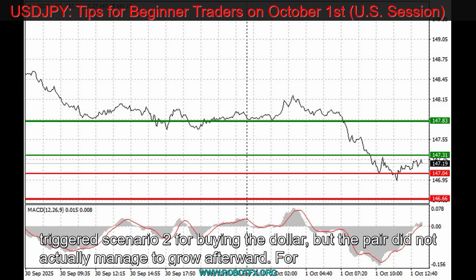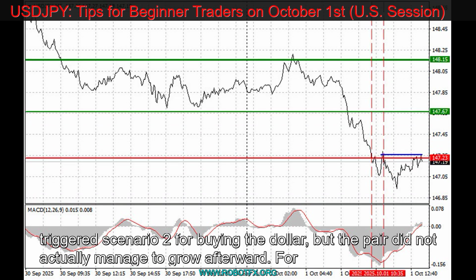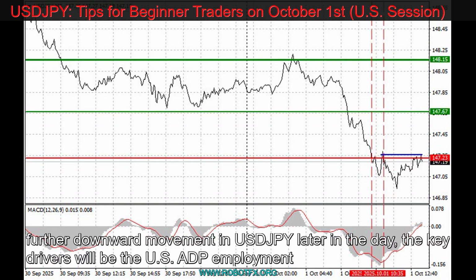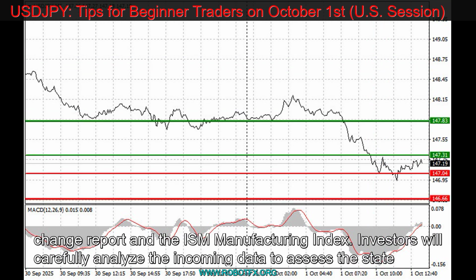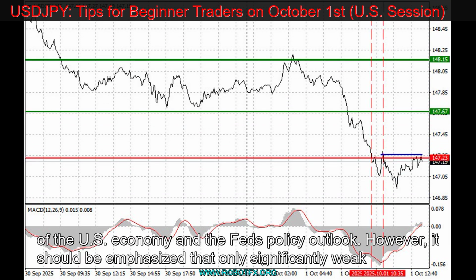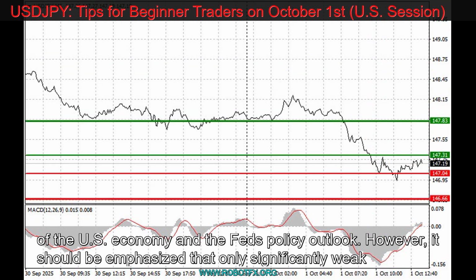For further downward movement in USDJPY later in the day, the key drivers will be the US ADP employment change report and the ISM manufacturing index. Investors will carefully analyze the incoming data to assess the state of the US economy and the Fed's policy outlook. However, it should be emphasized that only significantly weak readings could trigger another wave of dollar selling and yen buying.